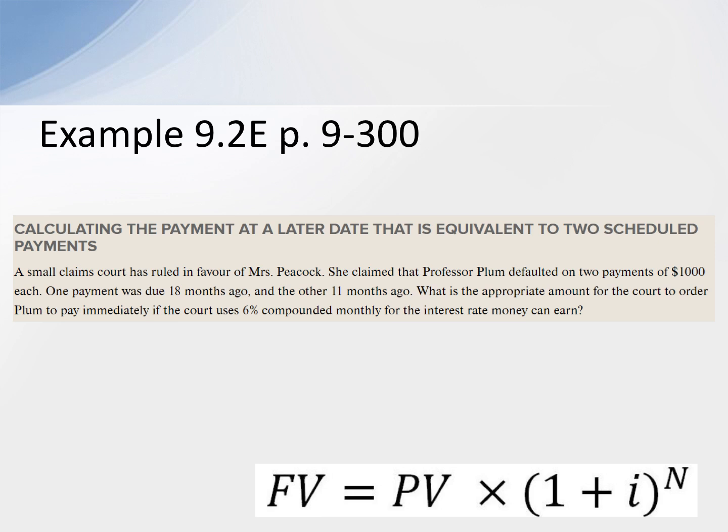It says, Small Claims Court has ruled in favor of Mrs. Peacock. She claimed that Professor Plum defaulted on 2 payments. Defaulted means that the payment was scheduled and they weren't made. The 2 payments of $1,000 each. One payment was due 18 months ago, so 18 months in the past, and the other was to be made 11 months ago. What is the appropriate amount for the court to order Professor Plum to pay immediately if the court uses 6% compounded monthly for the interest rate money can earn?